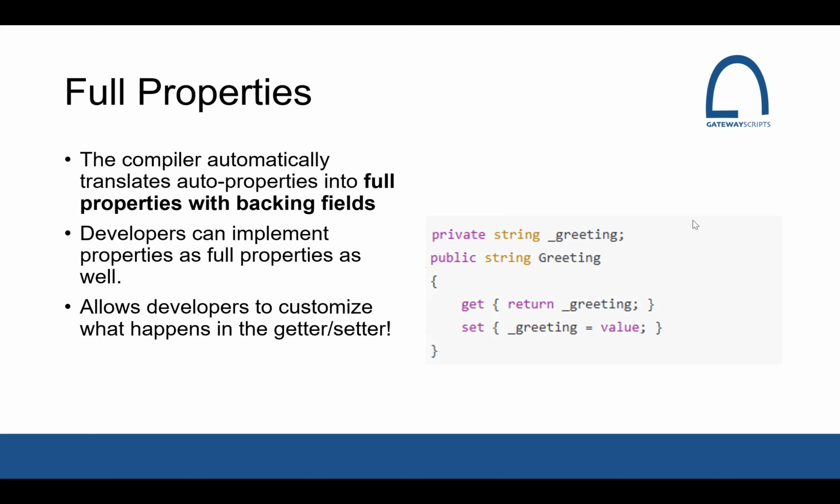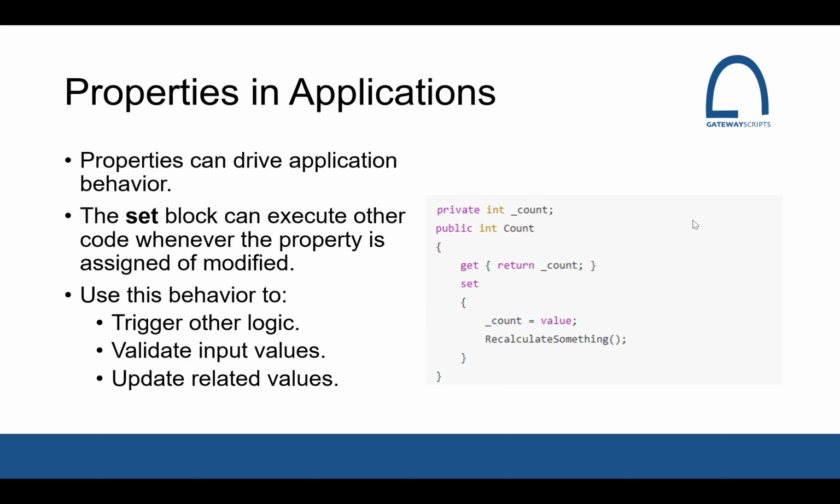Let me give you an example. Let's say here we have an integer property called Count. If we make this a full property, which looks exactly like the snippet before, but let's say that when the Count property is modified, a method is run to recalculate some value somewhere else in the application. Here you can see that inside the setter, we can add additional code to do things like trigger other logic outside of this property, validate the input values that the user provides to the user interface, or update related values in this class or even in other view models or other classes.